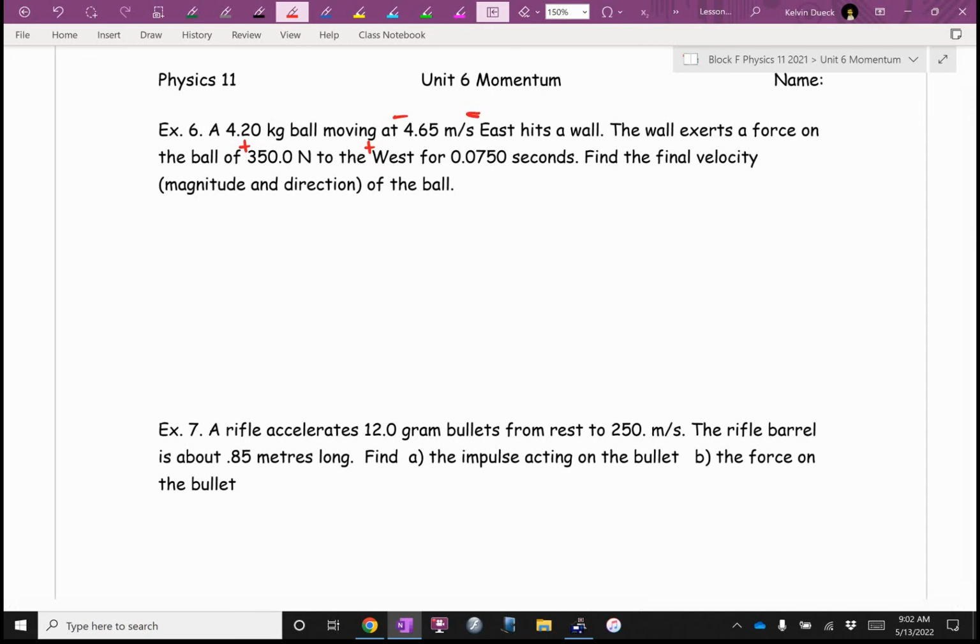Okay. I would have, again, no problem if you wrote VF equals question mark. VI equals negative that. T equals that. And you can find an acceleration. They gave you a mass. They gave you a force. Or you can do it all in one line with the impulse equation. What's the impulse equation say? Ft equals mvf minus mvi.